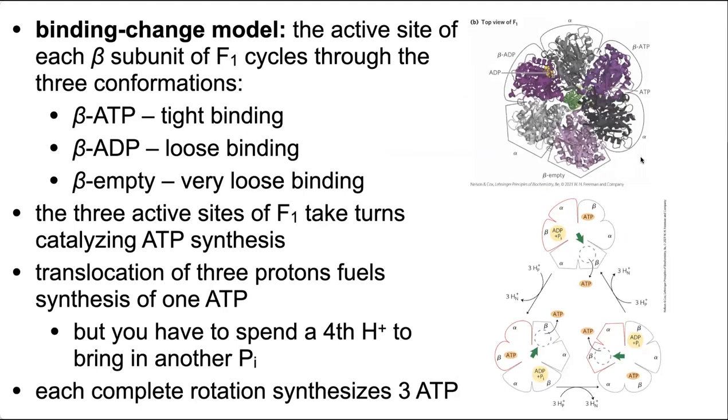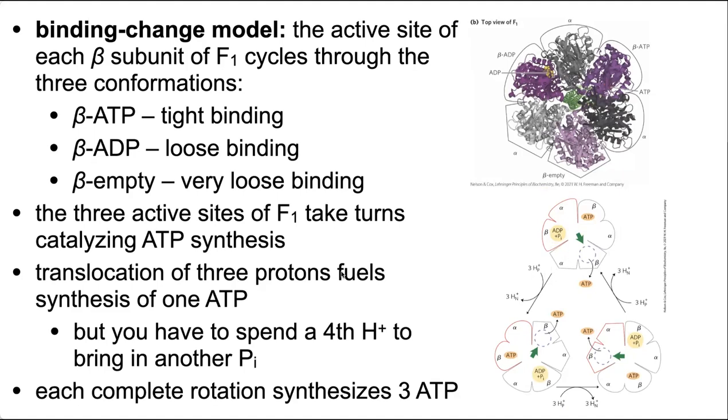As we'll see in a minute, it turns out that it takes 3 protons in order to make one of those conformational changes. So it's going to take 3 protons to produce an ATP. A complete rotation of this cycle would then synthesize 3 ATP, because you had those 3 sites. But for each site, it would take 3 protons per ATP.